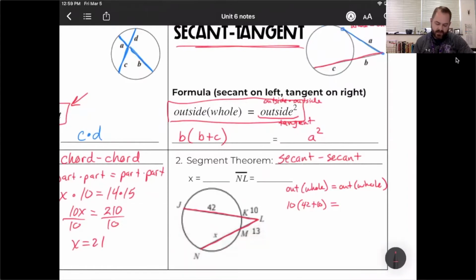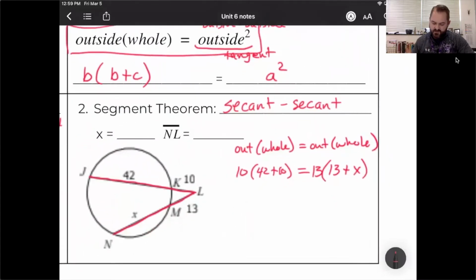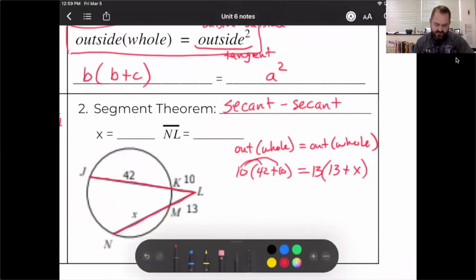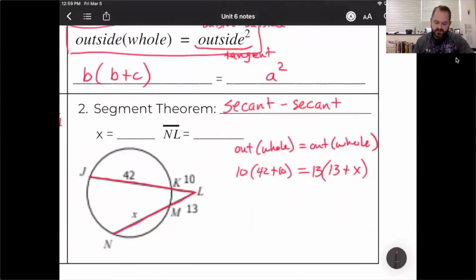The other side comes from the other segment, NL. The outside portion is 13. The whole thing then would be 13 plus X. So we can simplify this quite a bit before we solve for X. On the left, do not distribute 10 to each of those. Don't do that. Let's simplify that number first. 42 plus 10 is 52, and then it's just 10 times 52, which is 520.